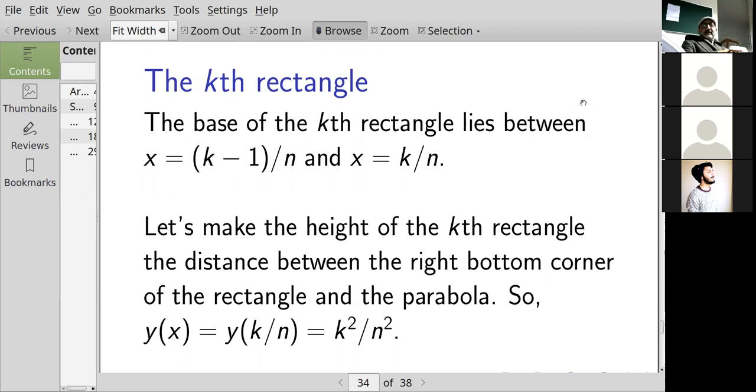So if x is equal to k over n, then y of k over n is, well, y of x is x squared, right? So y of k over n is k squared over n squared. Is that okay? Yes. Okay. So the width of all the rectangles, including the kth rectangle, is 1 over n. And the height of the kth rectangle is k squared over n squared.